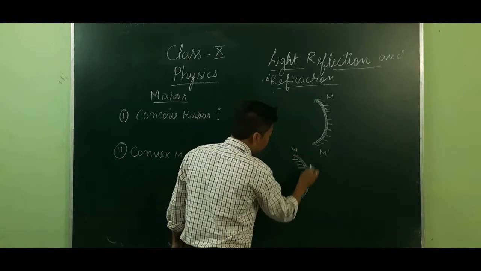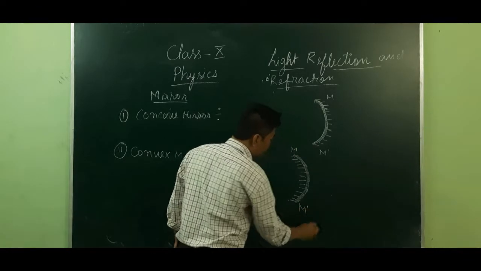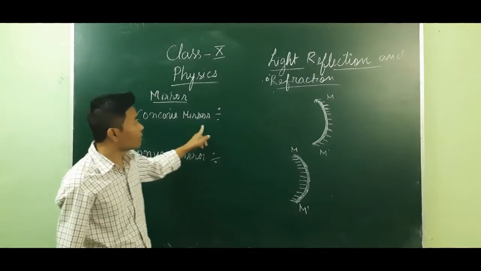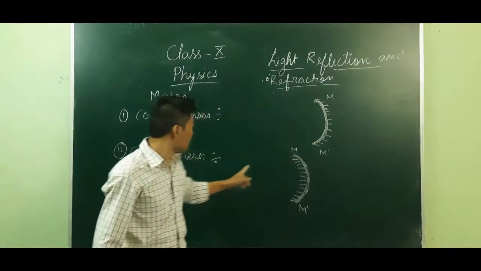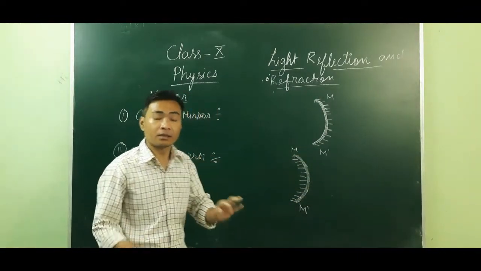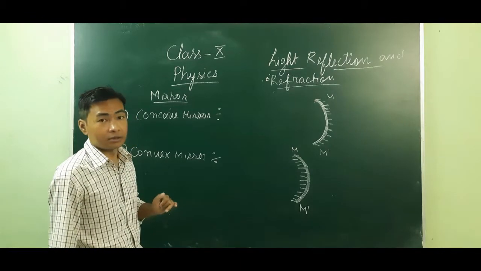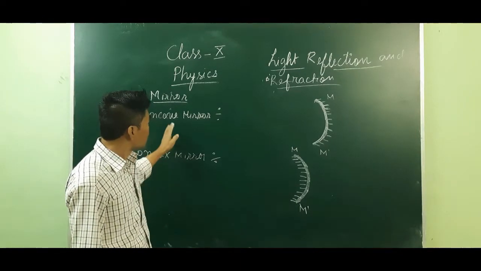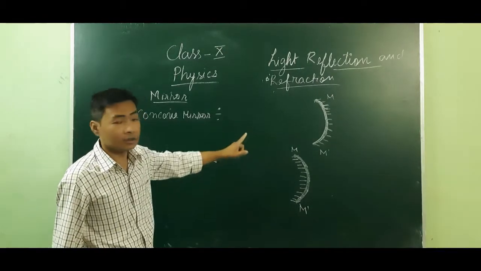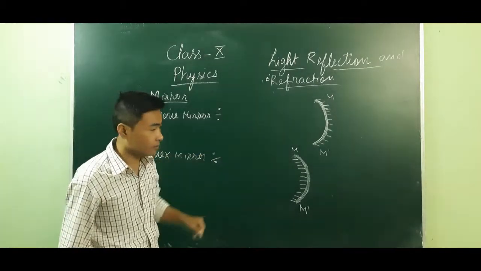So we have mirror M and M dash. Can you see the difference between these two? Concave mirror has a reflecting surface inside, convex mirror has a reflecting surface outside. The definition is as simple as a very short sentence, right? So these are the types of spherical mirror we have, concave mirror and convex mirror. Let's start with this, okay?